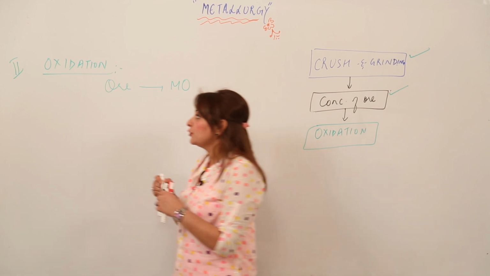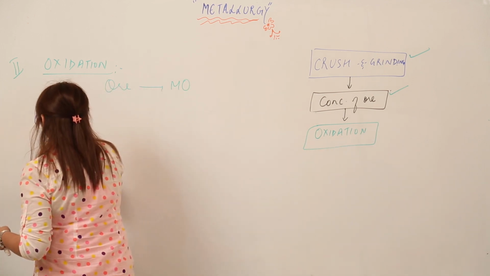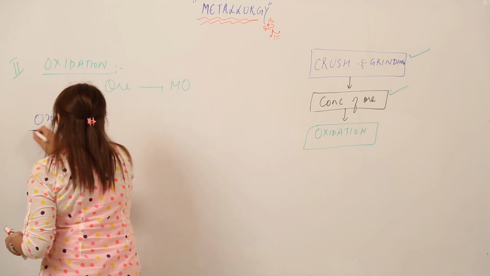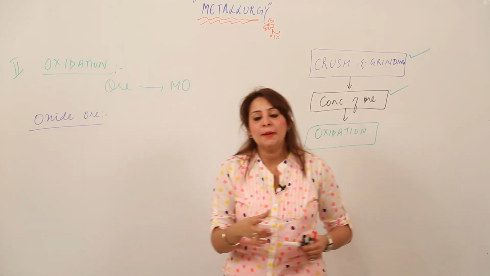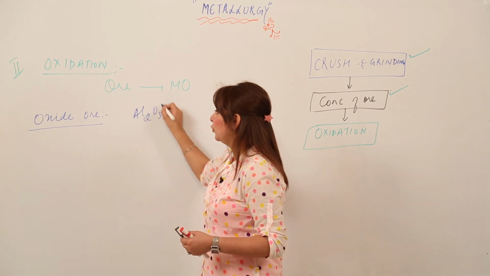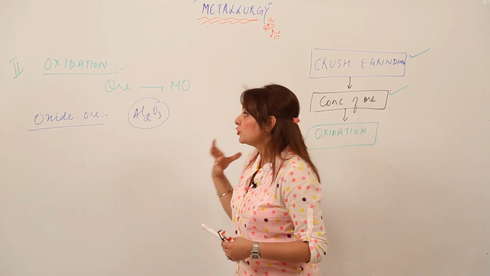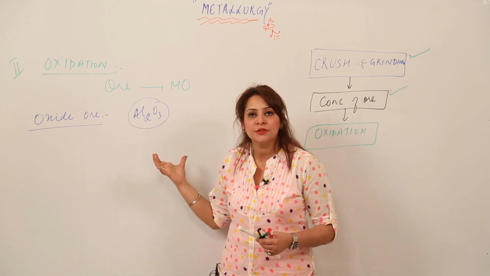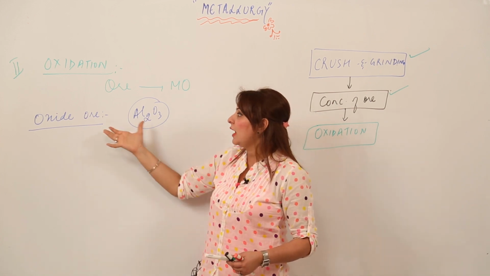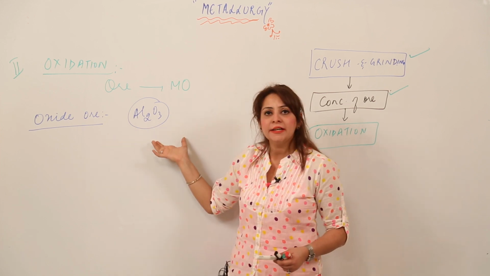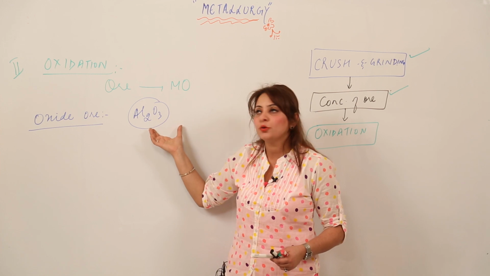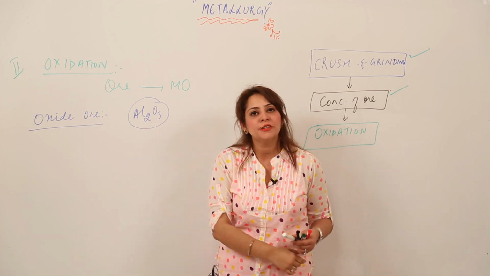So first of all, if you have to oxidize the oxide ore, what will you do? For example, if I tell you that we have the concentrated bauxite ore, which is Al2O3, which method will you employ for oxidation? I want you to answer it. Just tell me, if you have the oxide ore, as in my example the concentrated bauxite ore, what method would you employ for oxidation?